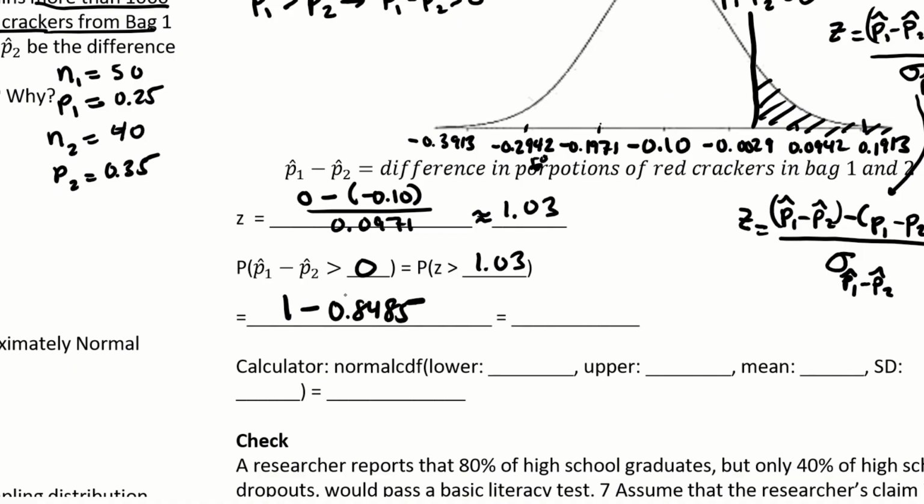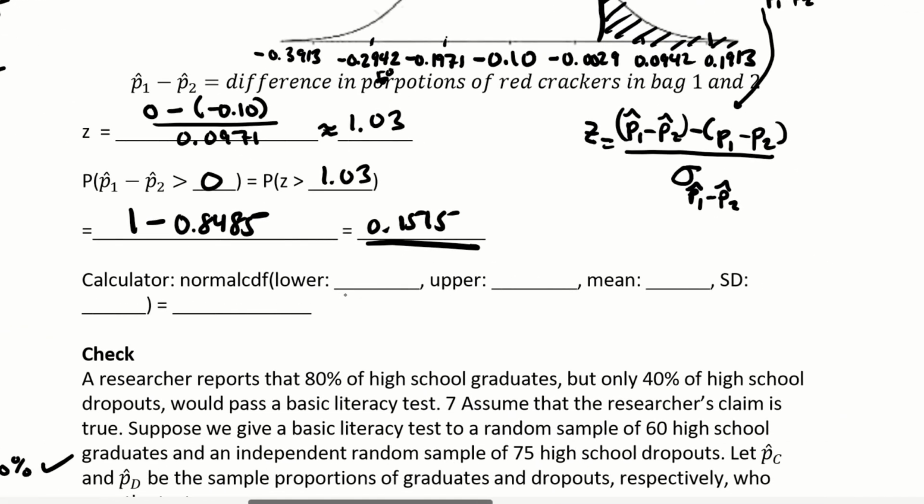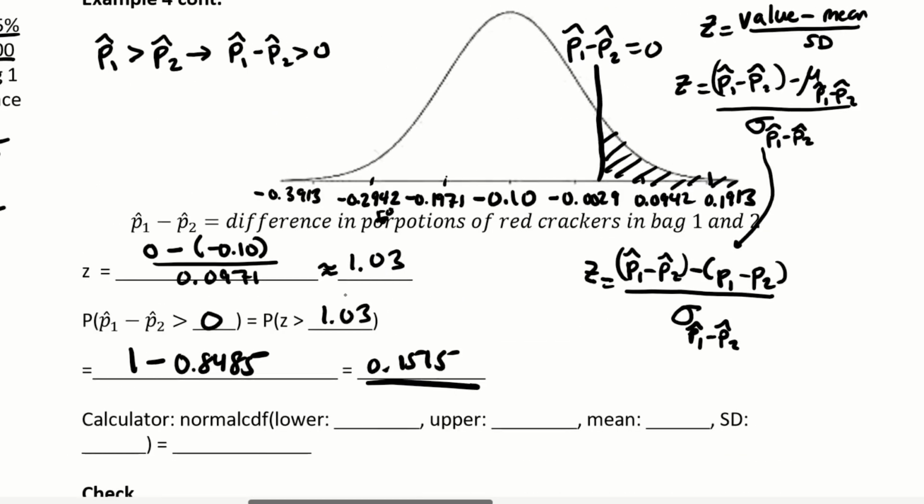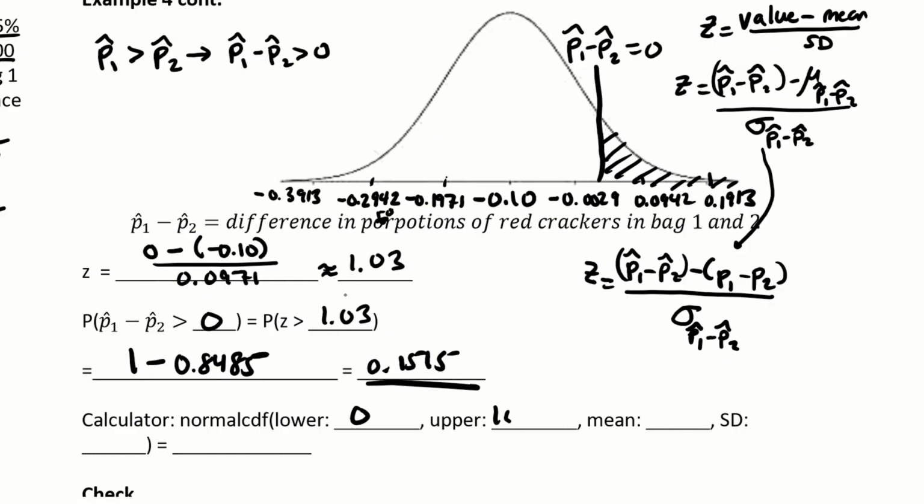We could also do this in the calculator. So the lower region is 0. The upper is infinity, or a big number, so say 1,000. The mean is negative 0.10. The standard deviation is 0.0971. And if you did that, you would get a similar result. You could get the same result here. All right, so go ahead and pause the video and see if you can attempt the check.